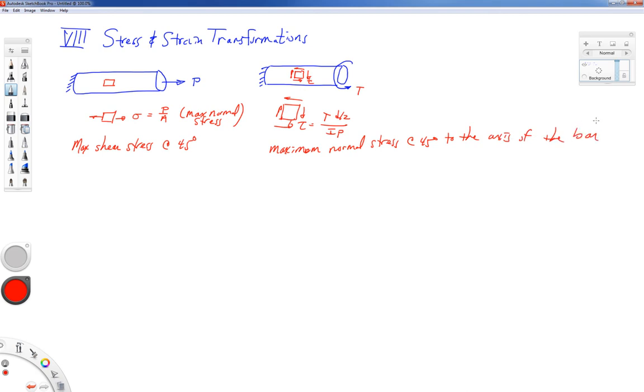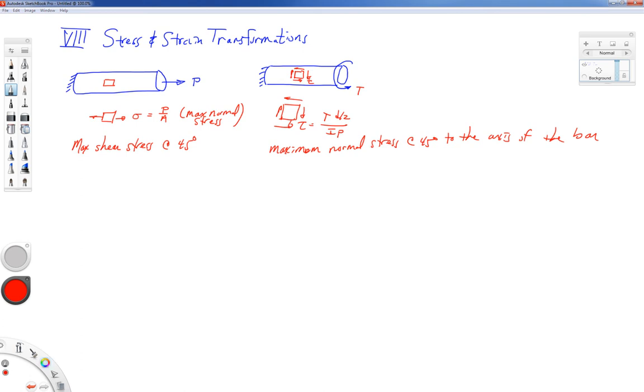And we went through and we saw how to transform that state of stress to get the stresses on the inclined plane. And so that's what stress and strain transformations are, trying to look at our stress element or our stress block and transforming that to an element oriented in a different way.